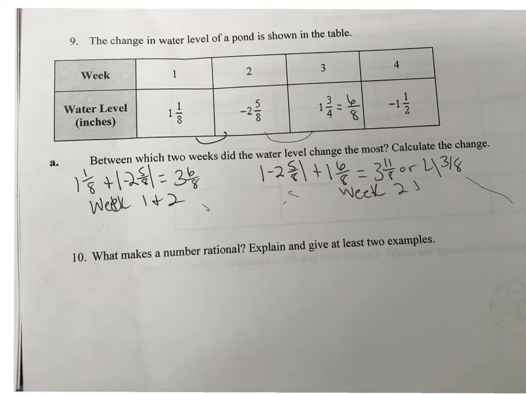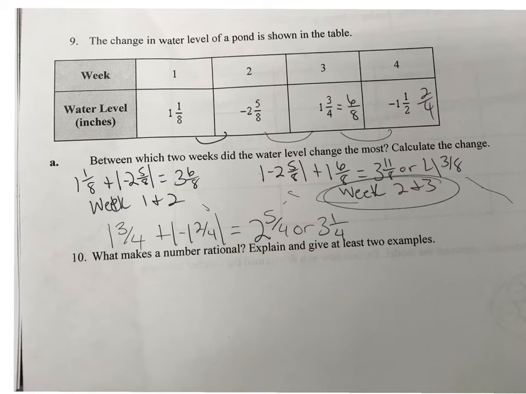So we still have to go and do 3 to 4. So these are also 1 and 3/4. And I'm going to go ahead and change this half actually to 2/4. Plus a negative 1 and 2/4. So if we add those, we get 2 and 5/4, or 3 and 1/4 of a change. So the greatest change is this week 2 and week 3 would have the greatest change because it was 4 and 3/8.